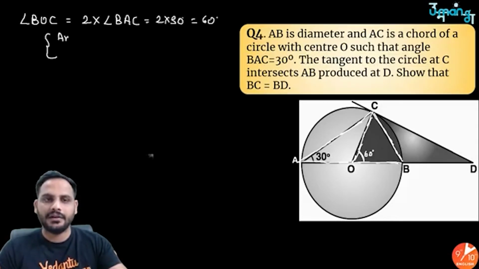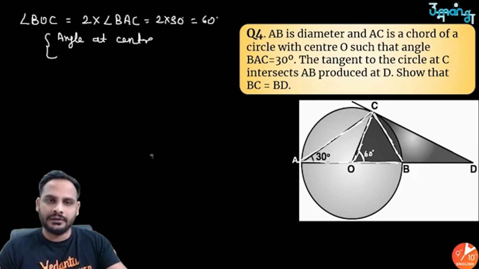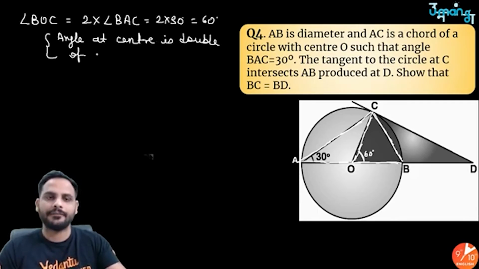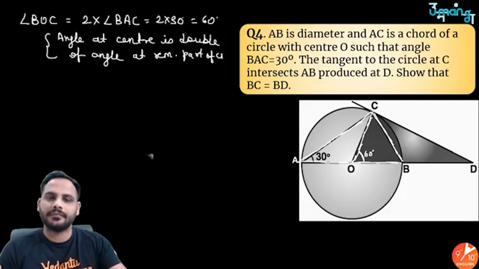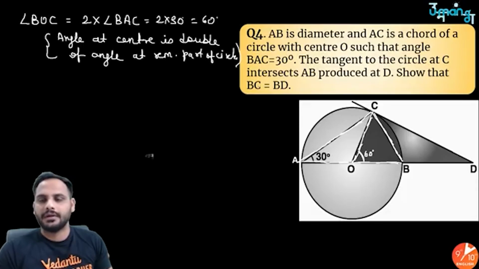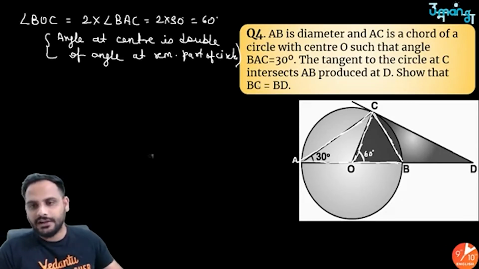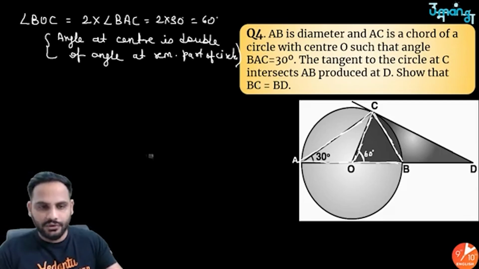Reason being, the angle at the center is double the angle at the remaining part of the circle. Got it? Okay, so this angle is 60. Also, one more thing I know now. What do we know next?